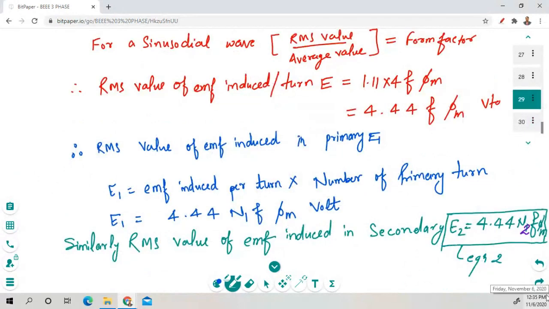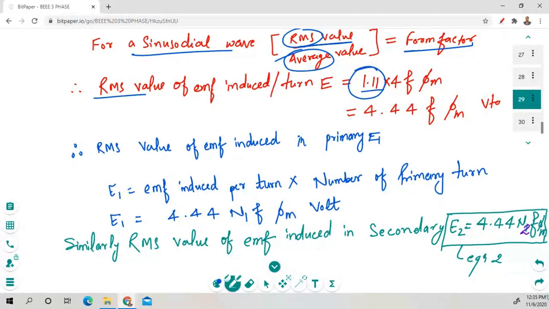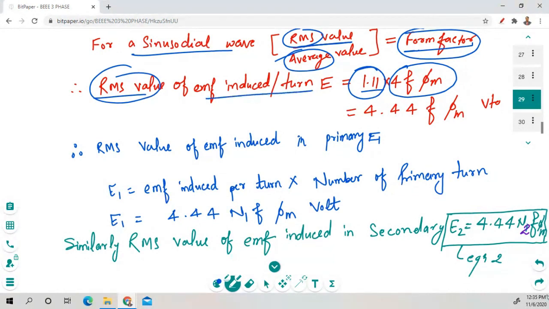Okay, so for this sinusoidal waveform, we know the ratio between the RMS value and the average value is equal to the form factor. So we can find out the RMS value. This RMS value is equal to 1.11. What is this 1.11? 1.11 is the form factor, multiplied by the average value. We have calculated the average value as 4F into phi m. So we multiply these, and the RMS value of EMF induced per turn is equal to 4.44 F phi m volt. Okay, clear? Any doubt till now?